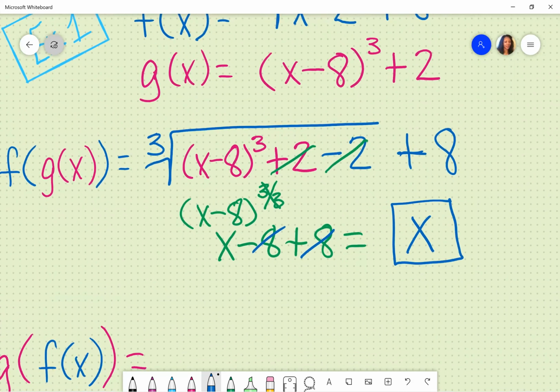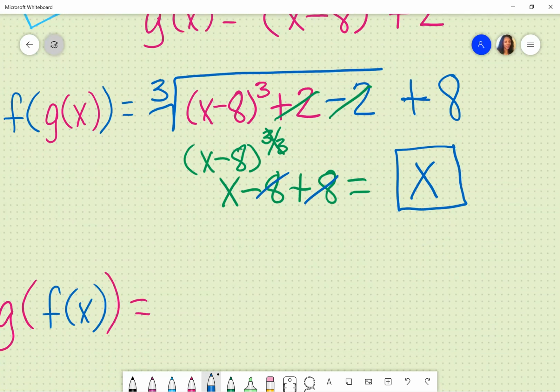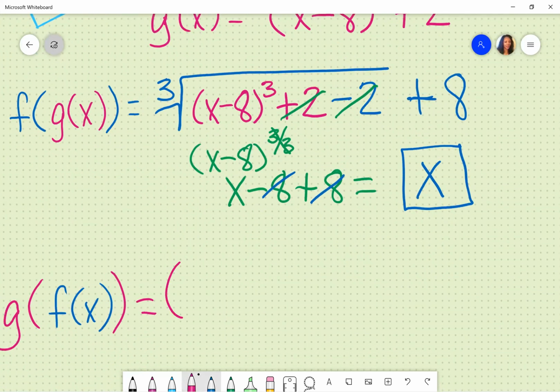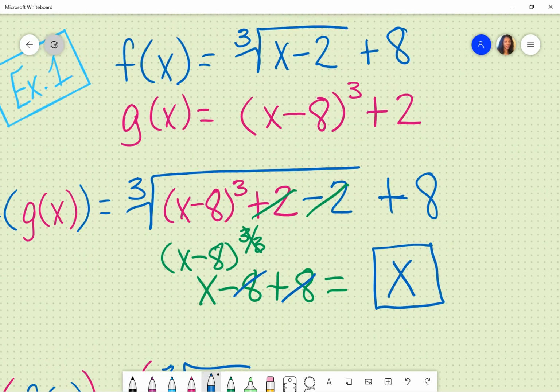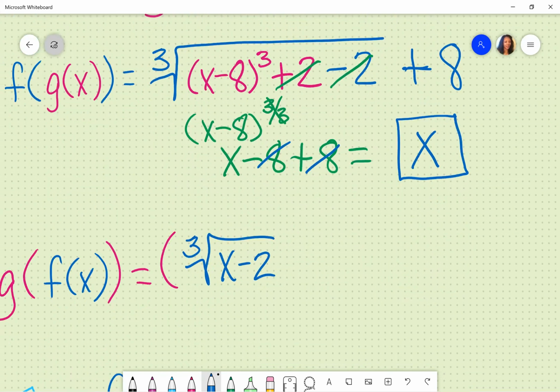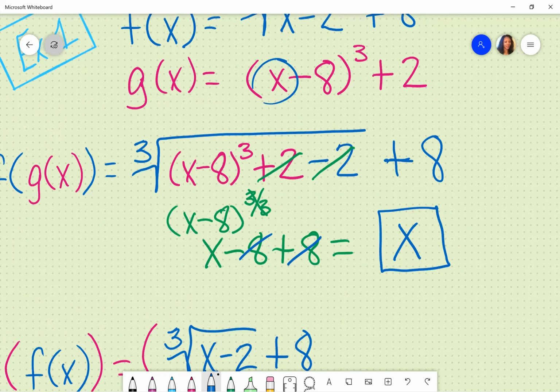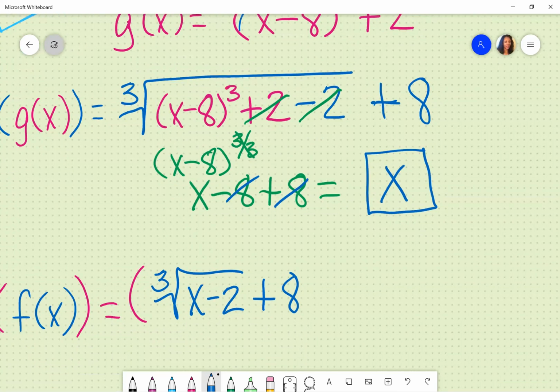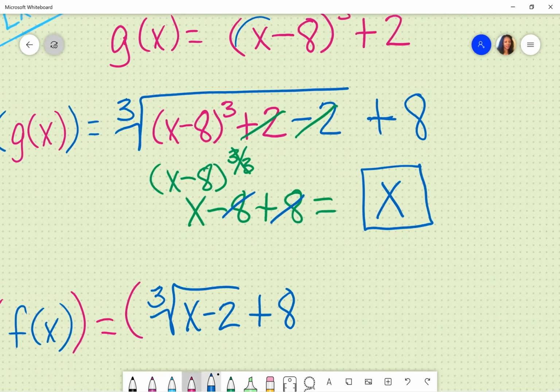Let's see here. So that is cube root of x minus 2 in parentheses. Cube root of x minus 2 is my f of x, and it also has a plus 8 on the outside of that radical. That's just the x portion of my g of x. Now I have to go back and get the rest of my g of x, which is this negative 8 raised to the third power plus 2. Everything that's in the parentheses, I can go ahead and simplify.